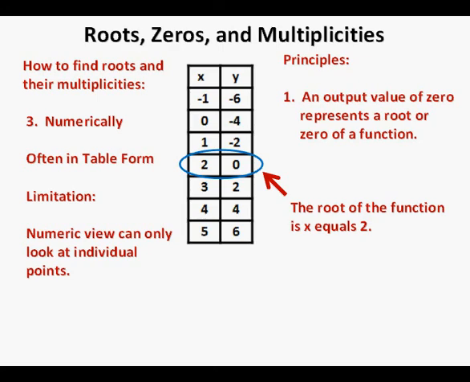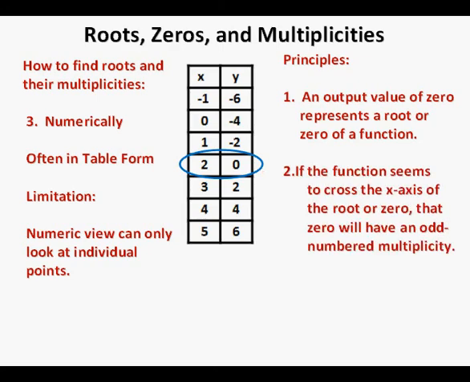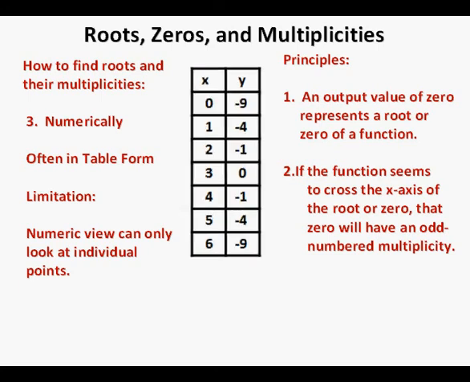And we'll use this table to just demonstrate another principle for evaluating tables. This is labeled principle number 2. If the function seems to cross the x-axis at the root, or 0, that 0 will most likely have an odd numbered multiplicity. And in the case of the data from this table, the constant change indicates a linear function which will have a single root with a multiplicity of 1.